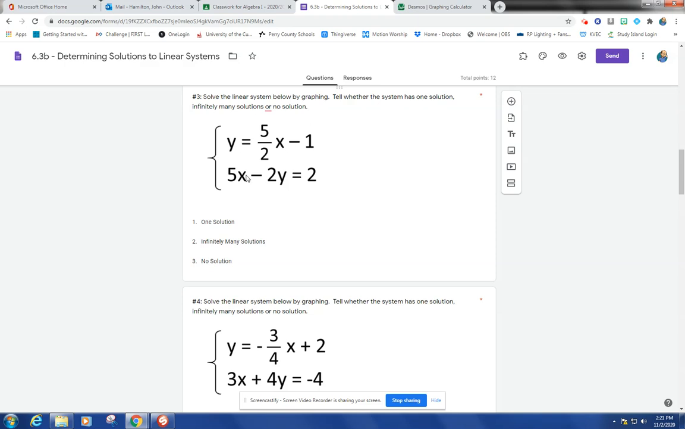So again, it gives us 2 more equations here that we're going to put into Desmos and see what we actually come up with. So we have y equals 5/2 x minus 1, and then we have 5x minus 2y equals 2. Again, I don't have to worry about trying to get them in slope-intercept form or anything like that. Desmos will do this for me.